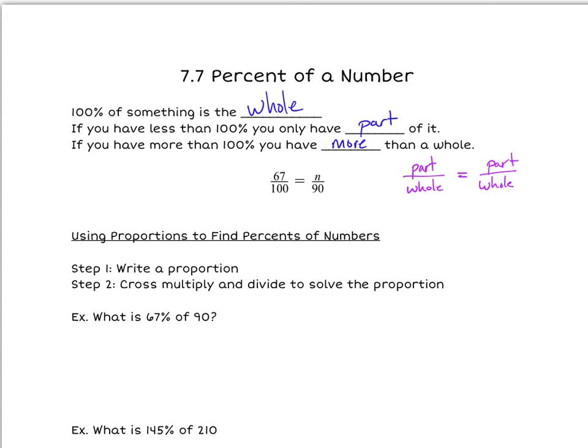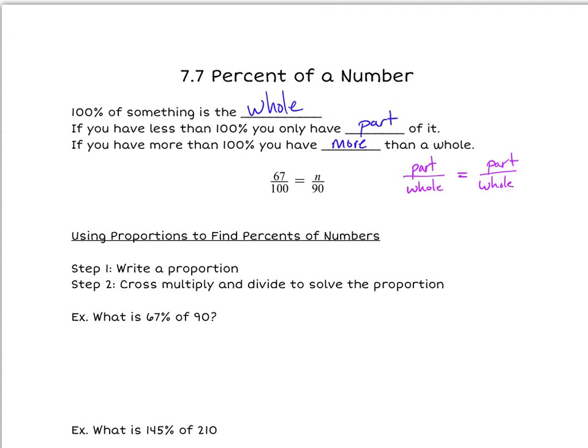Happiness brought up a point. She said, but 90 is not 100. True. So think about this. Let's talk money-wise. If it costs $90 to go somewhere, that would be 100% of the cost, right? $90. So 90 is 100% of the cost. You have 67% of that, of the whole. You don't have all $90 yet. You only have part of it. So we'd have to figure out how much money you actually have. So how do we do that?